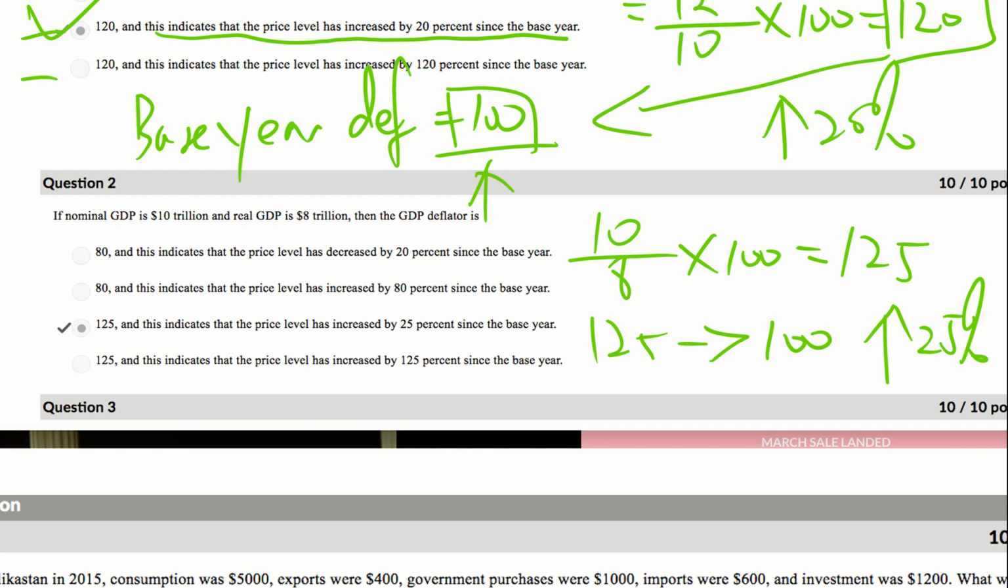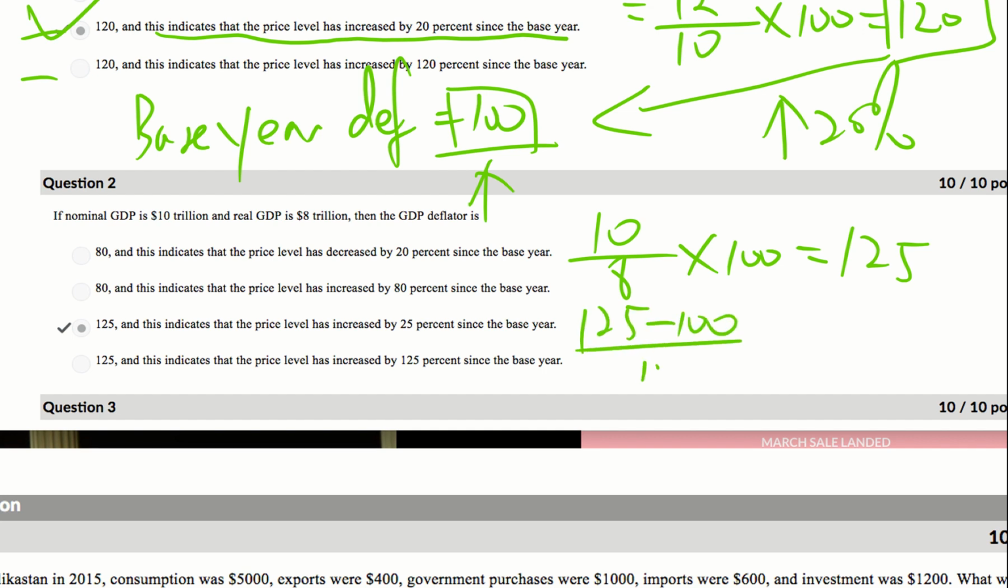By the way, to find out how much percentage it is, you need to use the inflation formula to find the percentage change. So you want to use 125 minus 100 over 100 times 100%, and that just gives you a 25% increase. So the answer is C.